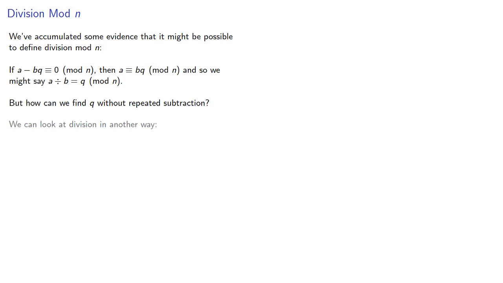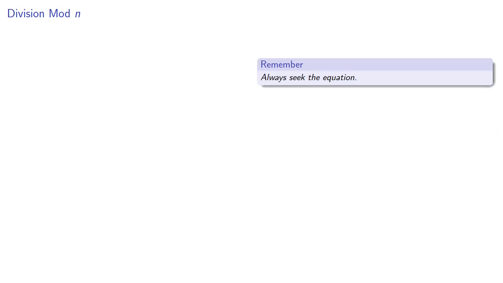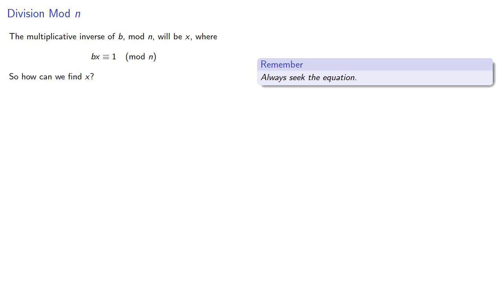We can look at division in another way. Division by b is the same as multiplying by the multiplicative inverse of b. So can we find a multiplicative inverse mod n? So remember, always seek the equation. The multiplicative inverse of b mod n will be some number x where bx is congruent to 1 mod n. So how can we find x?